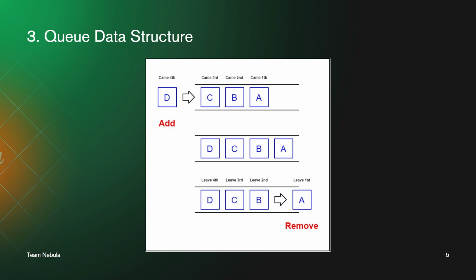Queue data structure. In contrast to a stack, a queue operates on the first in, first out principle. Think of a queue of people waiting at a ticket counter. The first person in line will be the first to receive a ticket.